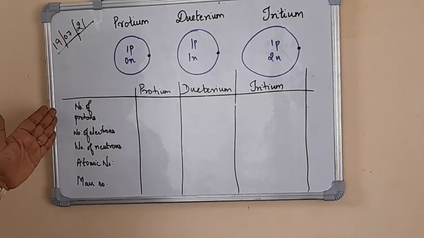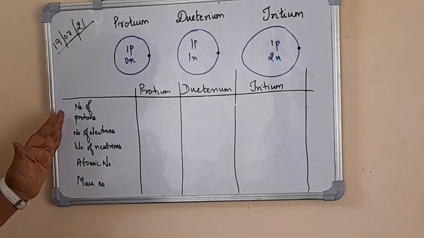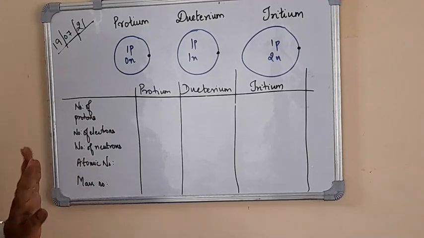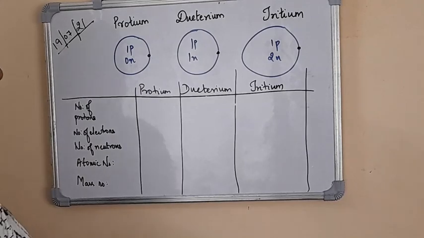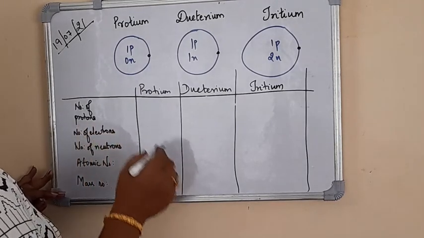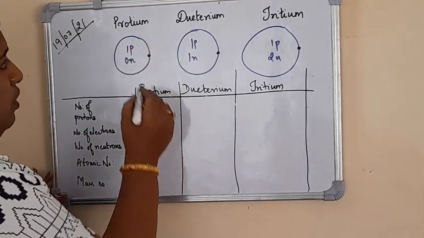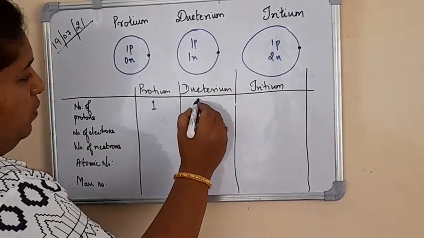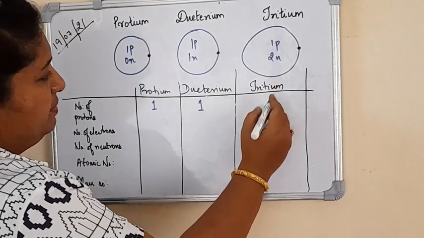Now we are going to find out the number of protons, number of electrons, number of neutrons, atomic number and mass number. Now, first, number of protons. In protium, how many protons are there? 1. In deuterium, 1 proton. In tritium, 1 proton.